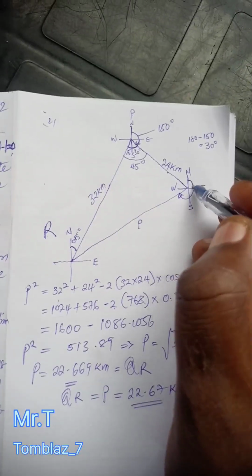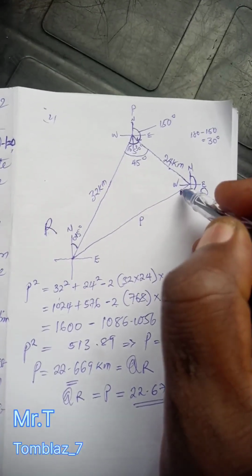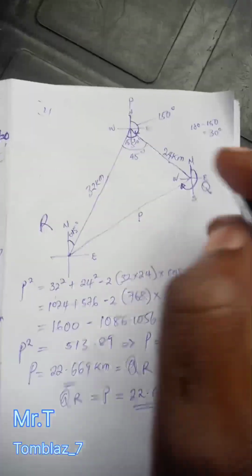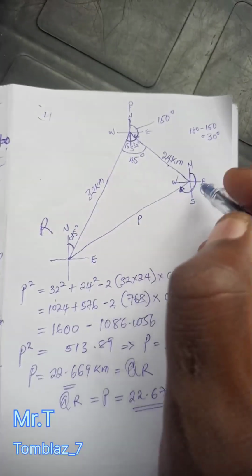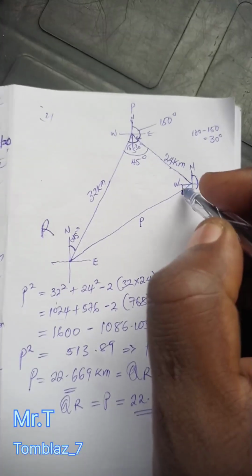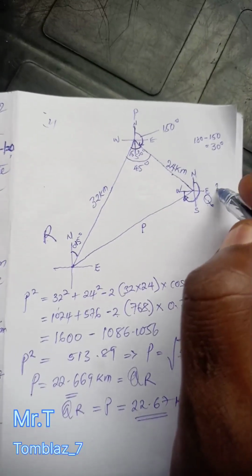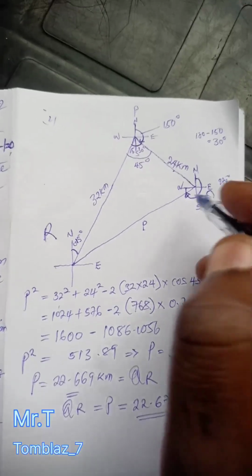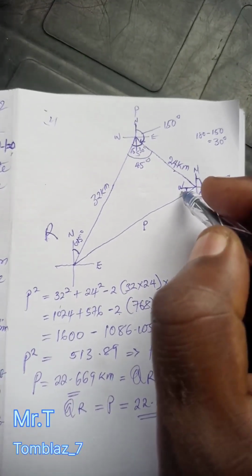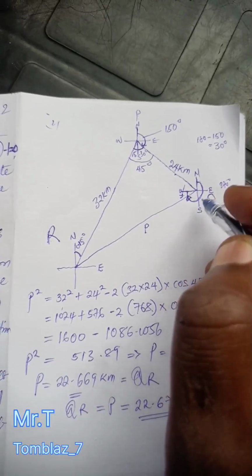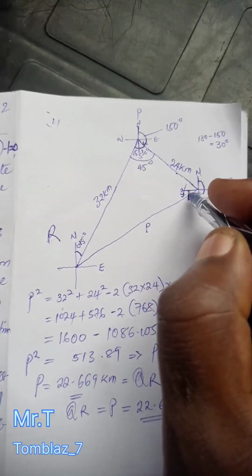But the question is, what is this value? Yes, that's where the problem comes. How do we get this value? We know that this value is related to this angle. The total value will give you 270 degrees. But how do you get this value? We will call this value Y. How do we get Y, this portion?